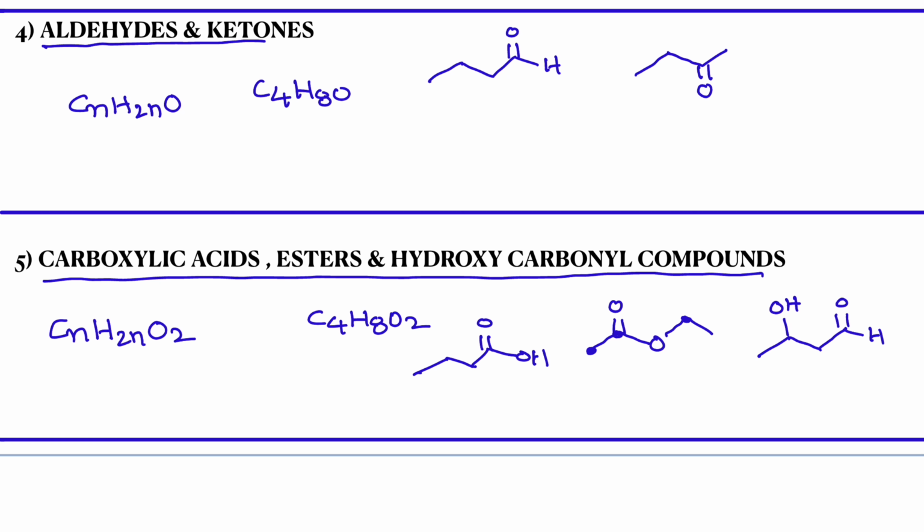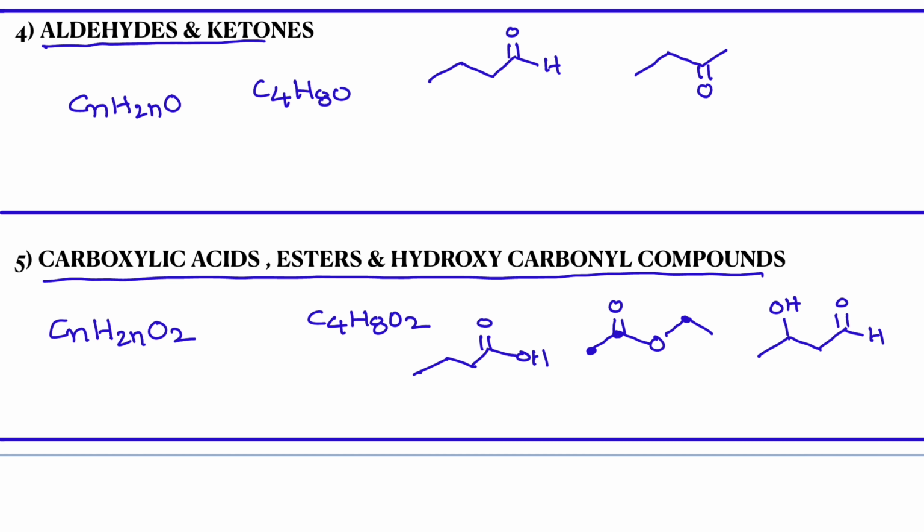Already told you, whenever you are writing different possibilities, first check the degree of unsaturation. Here you see 4 carbons, 2 oxygens, degree of unsaturation is 1. Even this one has 4 carbons, 2 oxygens, degree of unsaturation is 1. In that situation, don't waste time counting the number of hydrogens.